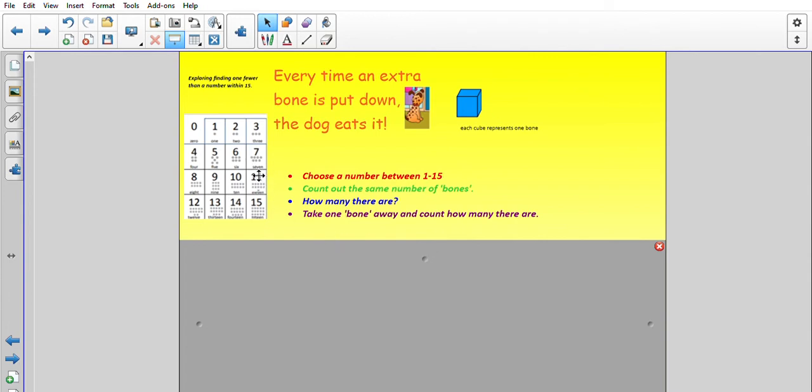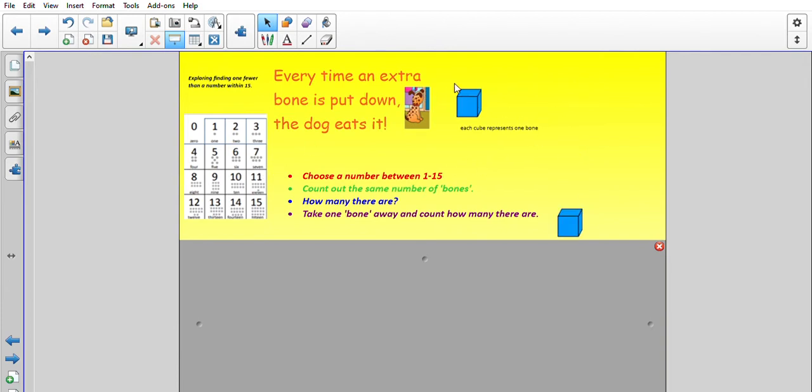So here's number 11. I'm going to choose number 11. So there's my number that I've chosen. Now I need to make a representation of that number. I'm going to use these cubes. Each cube represents one bone. But you can use cubes at home, or pencils or sweeties. I've seen people use some amazing things. But I'm going to use the cubes on here. My number was 11, so I've got to make 11.